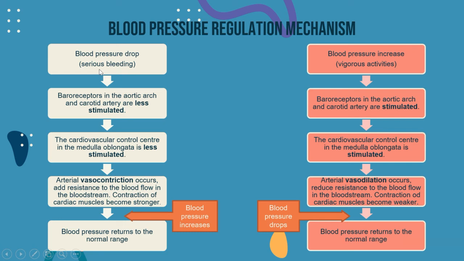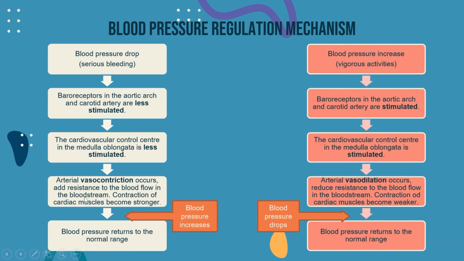So when the blood pressure drops, the baroreceptors in the aortic arch and carotid artery are less stimulated. And then the cardiovascular control center in the medulla oblongata is also less stimulated. And then what happened? Arterial vasoconstriction occurs. Yeah, the narrowing of the blood vessels occurs.